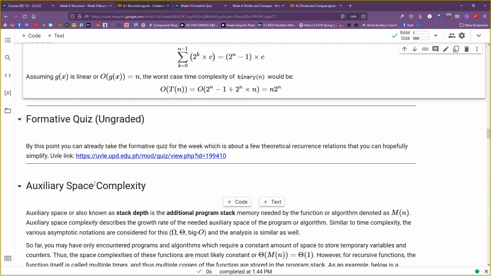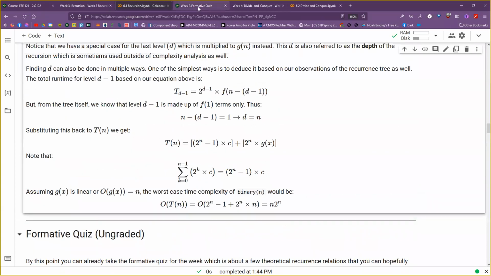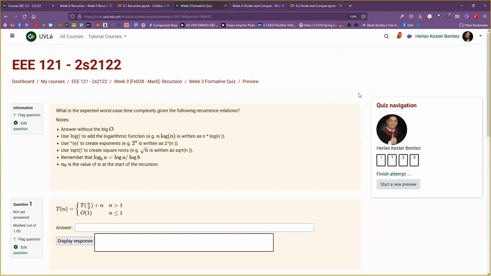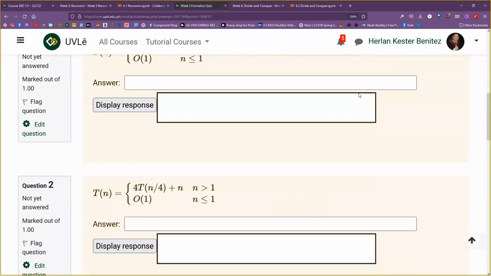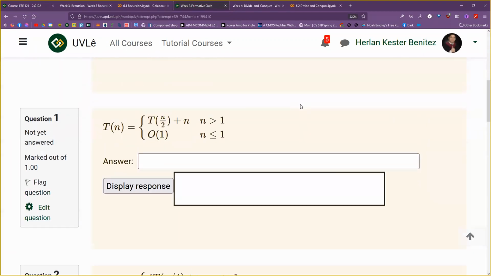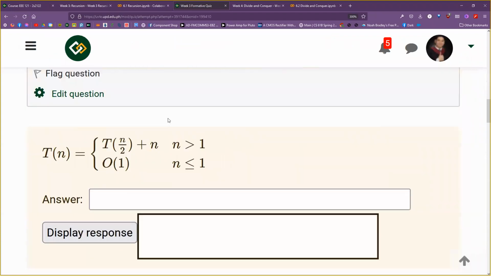And then we actually have a formative quiz on other time complexities. So let's look. Here, our first question for the formative exercise or quiz is that instead of minus 1, it becomes over 2 inside. So how can we solve it?